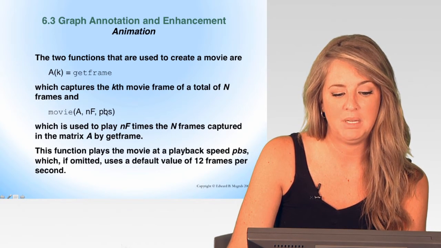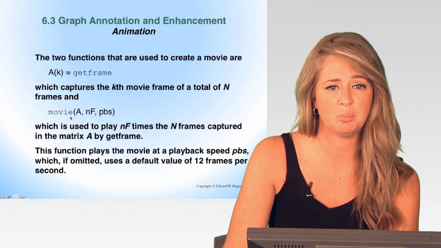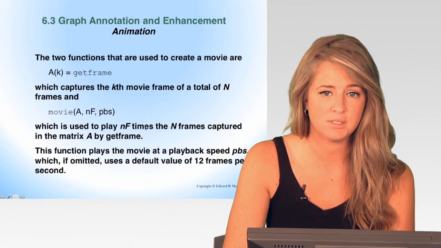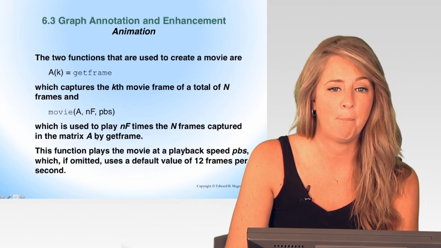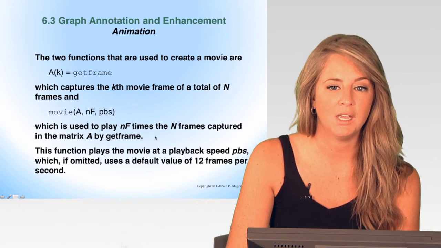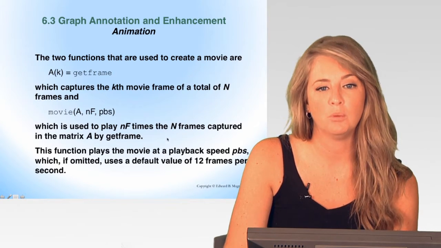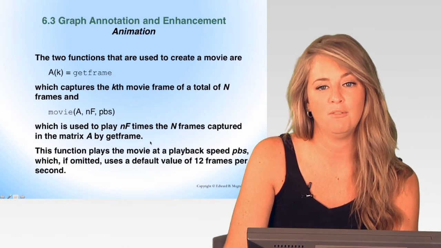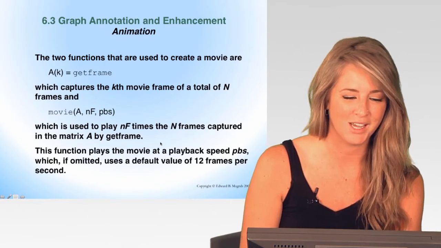and PBS. So this function is used to play NF times the n frames captured in a matrix A by getframe, this function up here. This function plays the movie at a playback speed of PBS, which if omitted uses a default value of 12 frames per second.